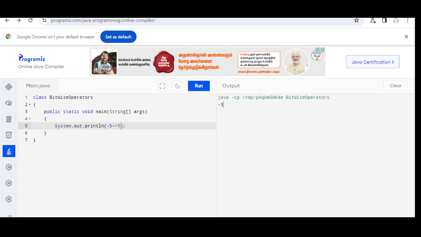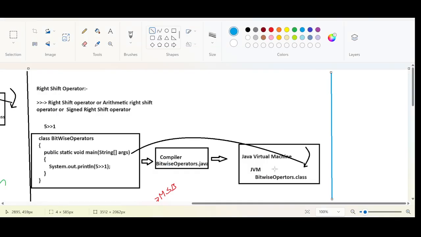So we are getting the answer as minus 3. Why minus 3? We will analyze it now. We got to know the answer for the positive number. For the positive number, there is no confusion, right?